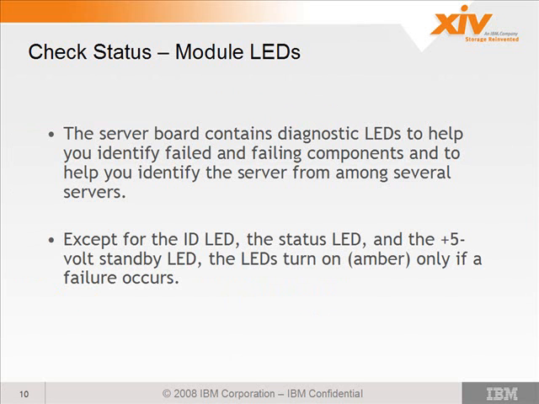So the server board contains diagnostic LEDs to help identify failed and failing components. It also helps you to identify the failed server among several servers. So the hope is, I don't think this is quite working yet, but they're going to turn on that bright blue LED when the system has failed if they can. Except for the ID LED, the status LED, and the 5-volt standby LEDs, the LEDs turn amber only if a failure occurs.